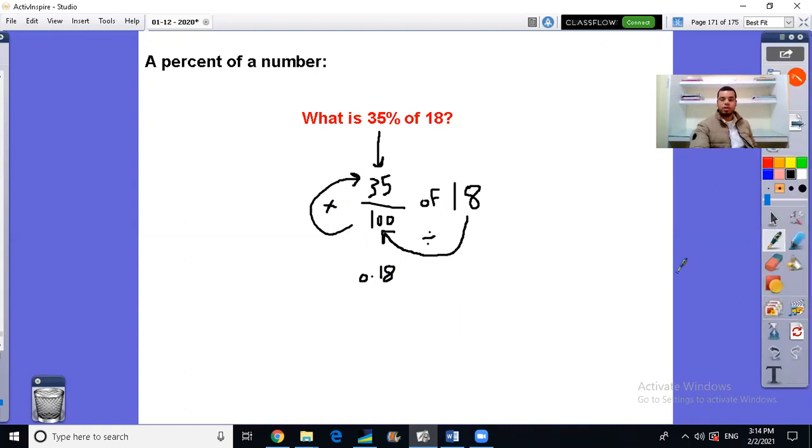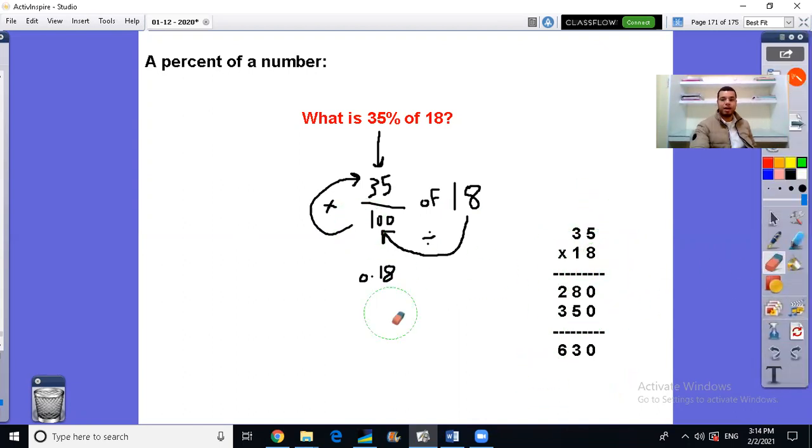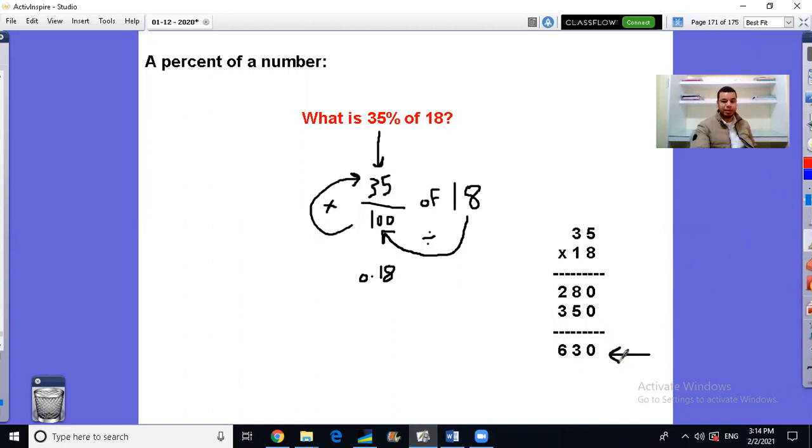All right, so this is what it's going to be: 0.18 multiplied by 35. Of course, we're going to ignore the decimal point, and here is the answer. 35 multiplied by 18, after ignoring the decimal point, you're going to find that it is 630. But of course, mister, this is not the answer because you forgot the decimal point. I have 2 digits after the decimal point. We are multiplying 0.18, not 18. So it is 6.30. So 35% of 18 is 6.30 or just 6.3. Both of them are the same.